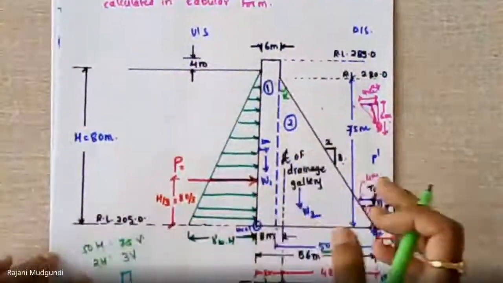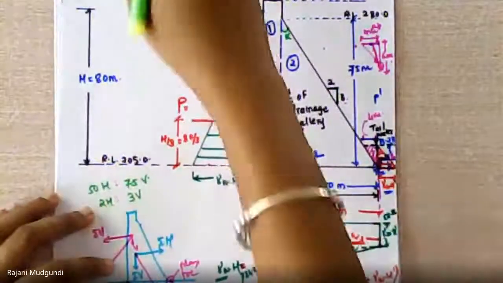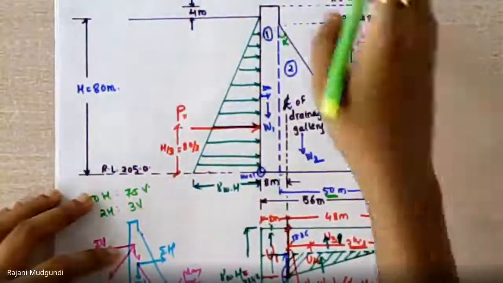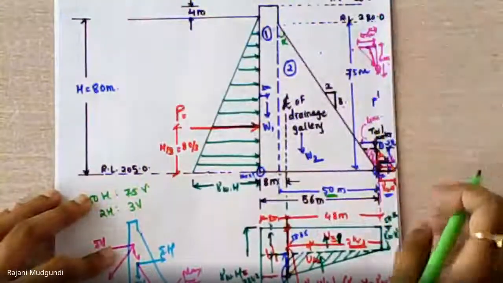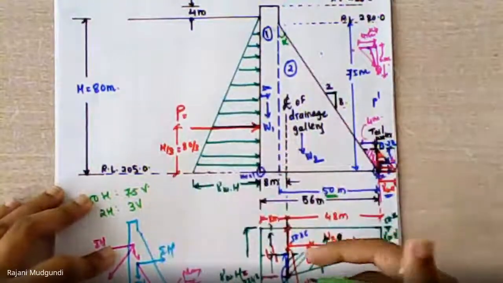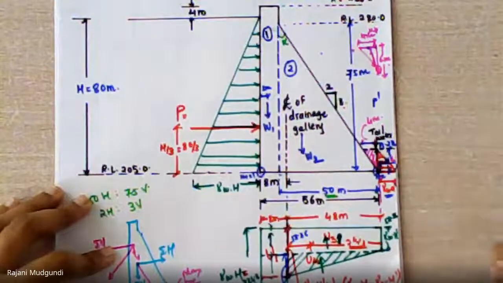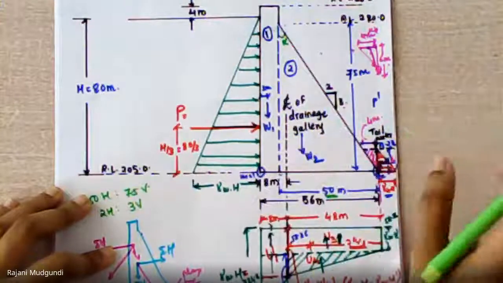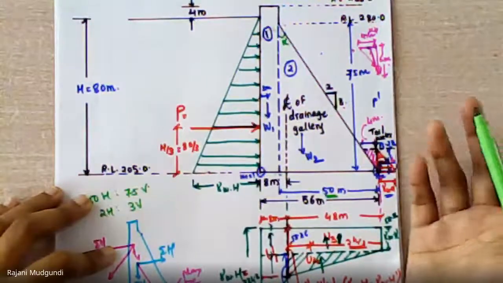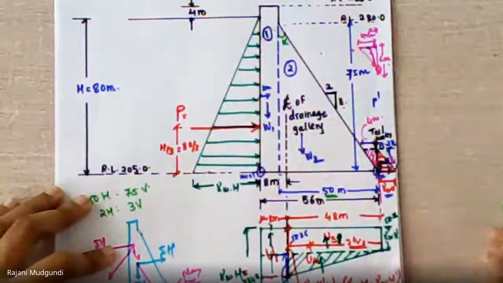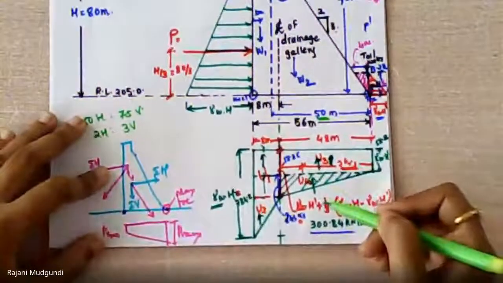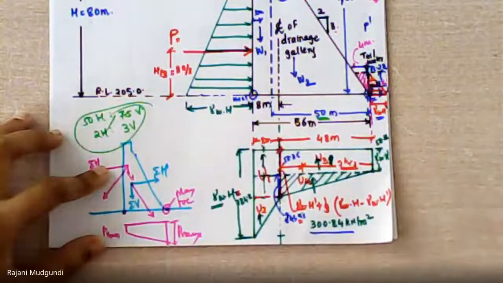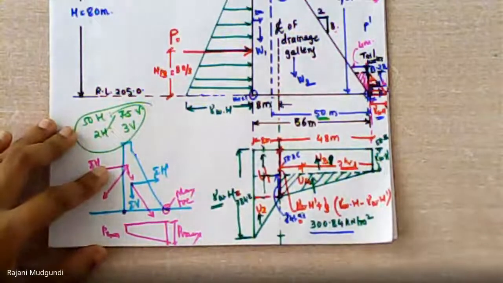So with the dam cross section given, you should be able to draw all the diagrams of pressure distribution: hydrostatic pressure distribution, uplift pressure distribution, and various other forces. For the self weight of the dam, you have divided it into convenient segments or parts. Then the hydrostatic pressure distribution diagrams we have drawn. The uplift pressure distribution has to be drawn by following the guidelines of the USBR recommendation, right?